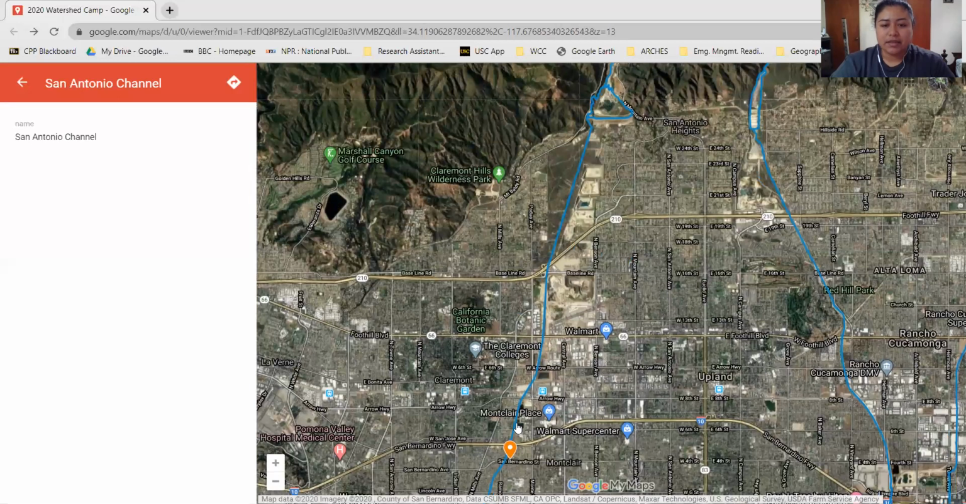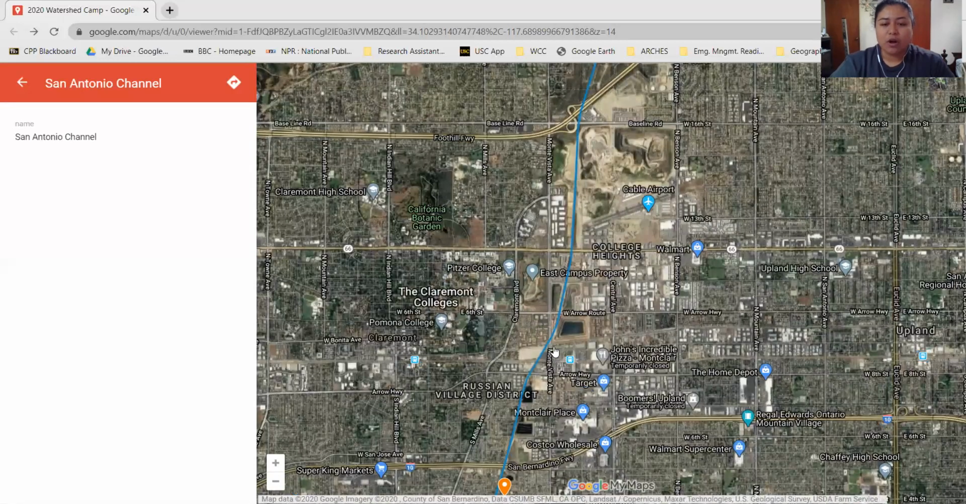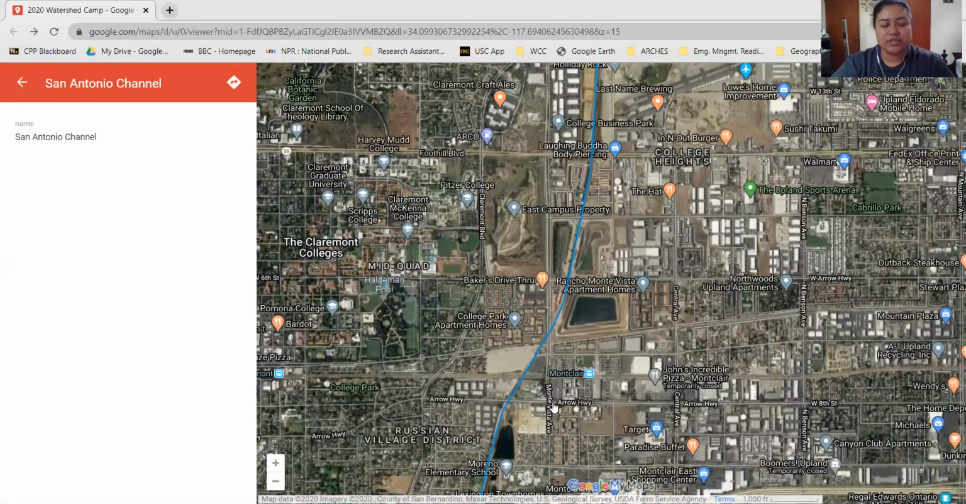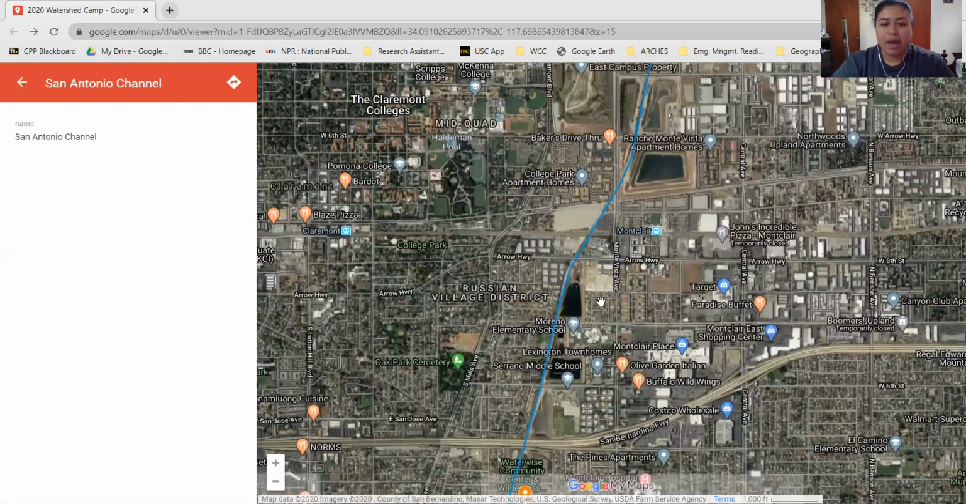And as you can see, the closer I get, the smaller the scale of the map. And the reason it's called small scale is because you see a lot more detail. We can see that there's an apartment complex here. We can see that there's this drive-through here. We can see the streets. So this is a smaller scale part of the map.